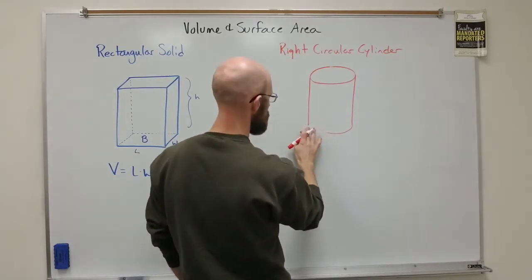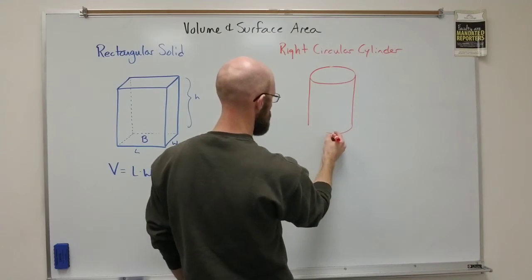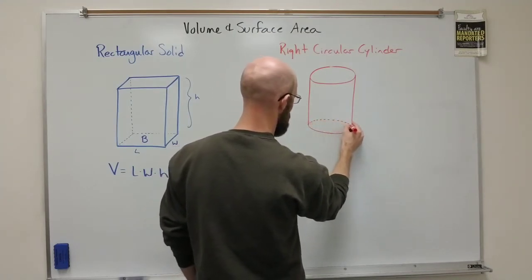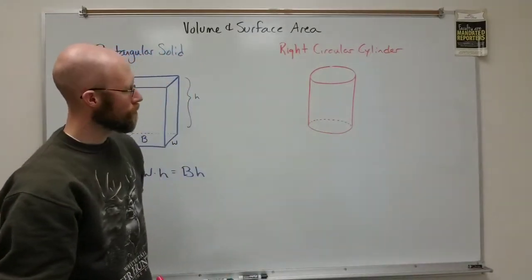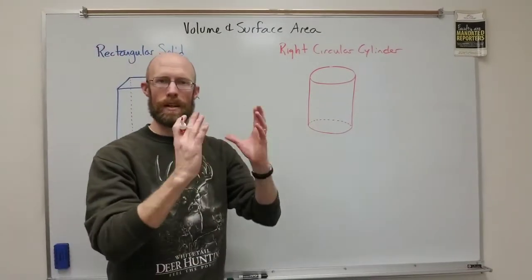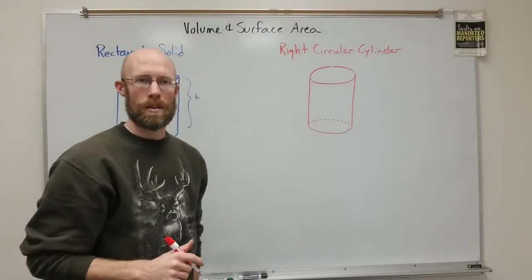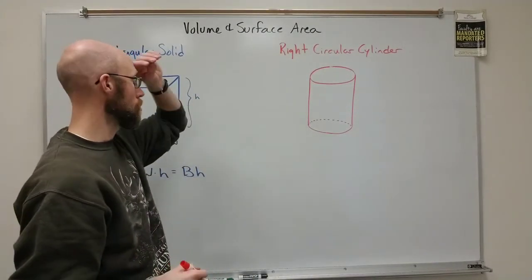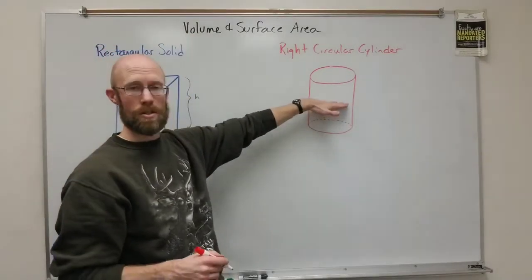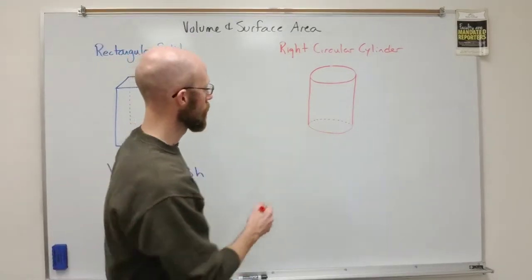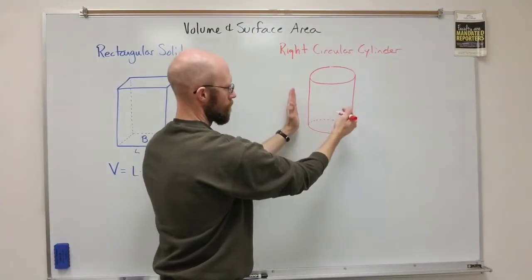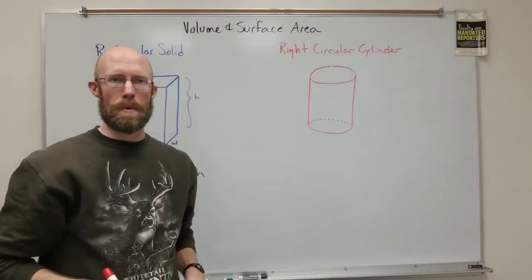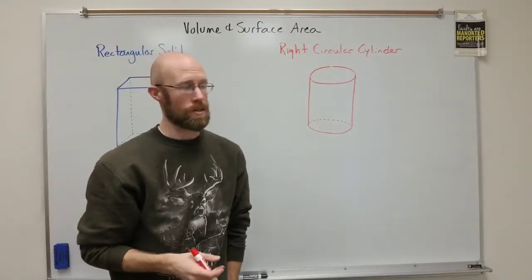Didn't quite turn out as nice as I wanted it to. There you go. And this vertical surface that kind of surrounds the can or the cylinder shape. And I called it a right circular cylinder, which basically means the cross sections are circles and the vertical surface there is at a 90-degree angle to that base circle, those cross sections.